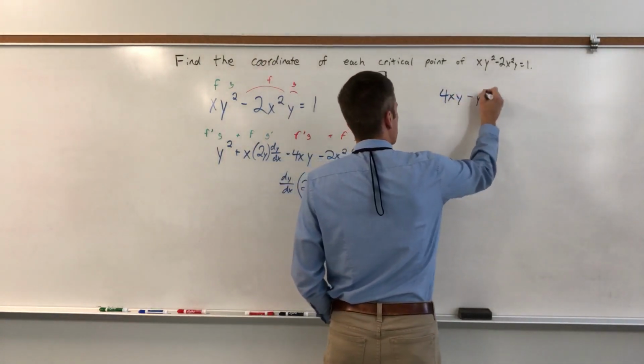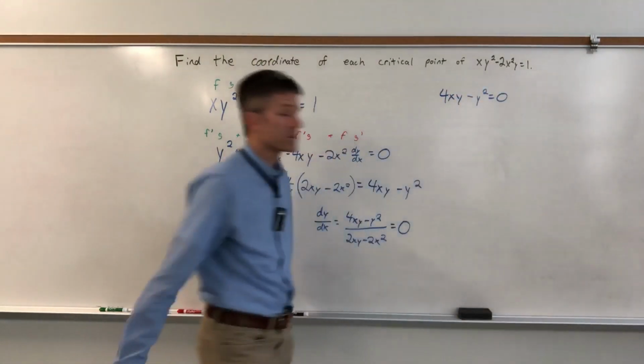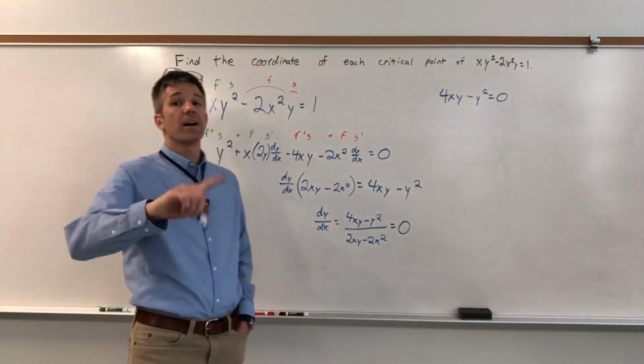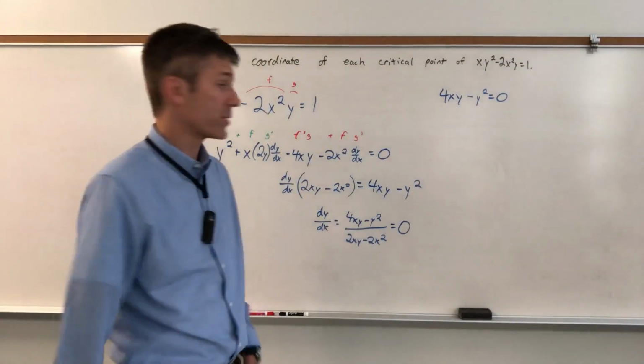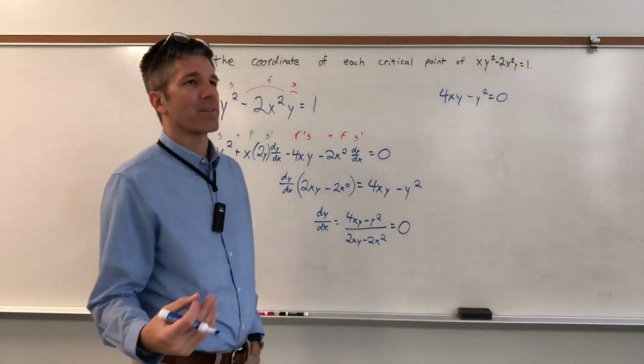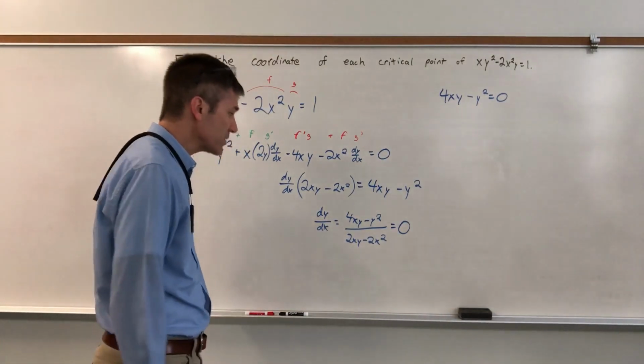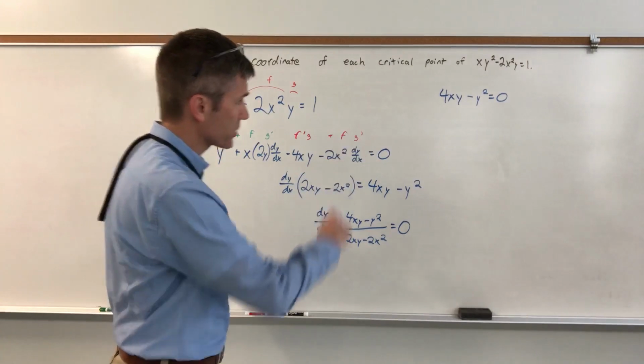4xy minus y squared equals 0. If a fraction equals 0, it's the numerator that equals 0. If a fraction does not exist, it's the denominator that equals 0. And if the fraction is undefined, then yeah. So we'll take care of that one in a minute. But let's tackle this one first.